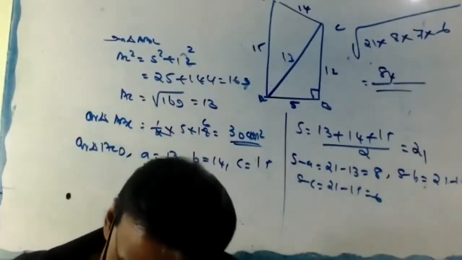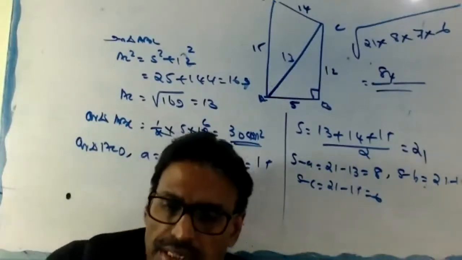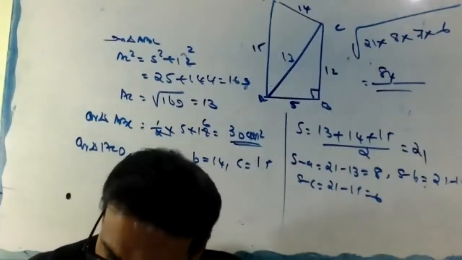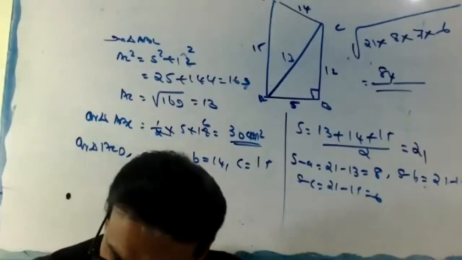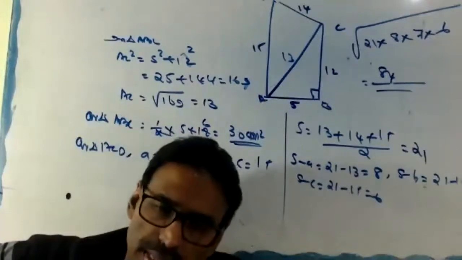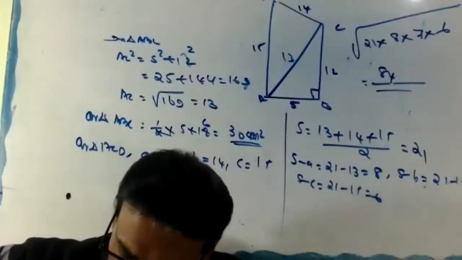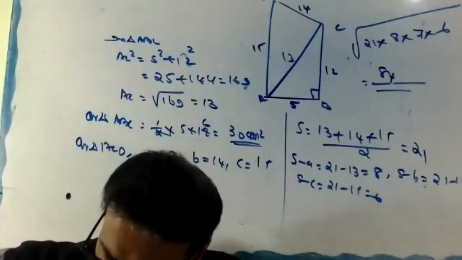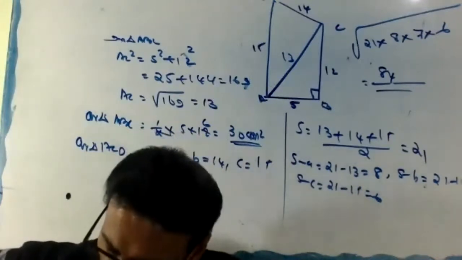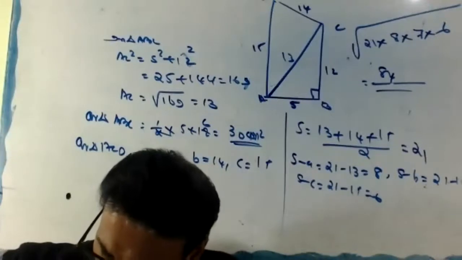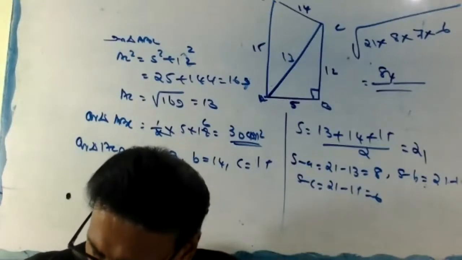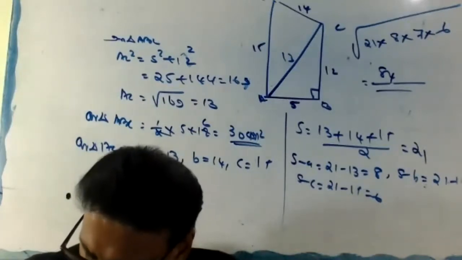Okay, now try one question. The sides of a quadrilateral taken in order are 5, 12, 14 and 15 meters respectively.